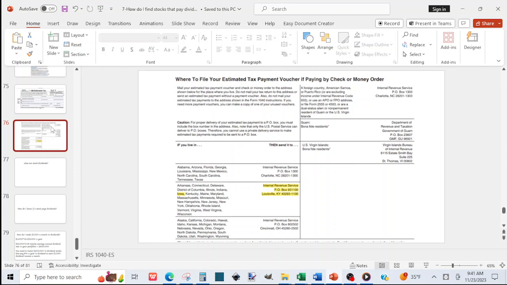So that's the reason why you should invest in dividends. You should record your dividend stock. You should record your dividend income.